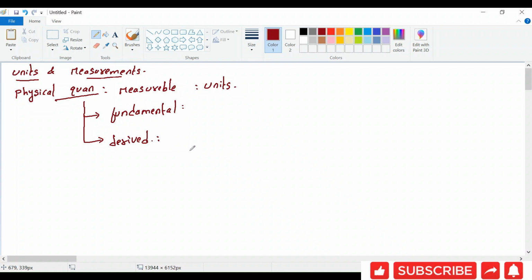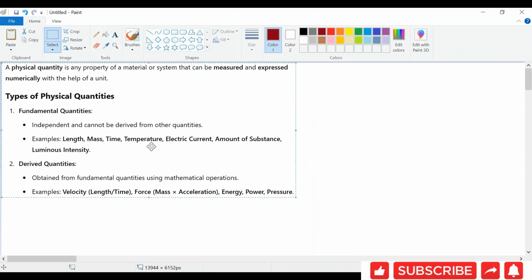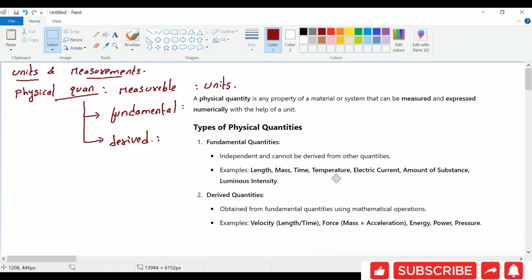So let's see the definition. I'll give you a short definition of it. You can note down this definition. A physical quantity is any property of material which can be measured and expressed numerically with the help of a unit. There are two types, fundamental and derived.